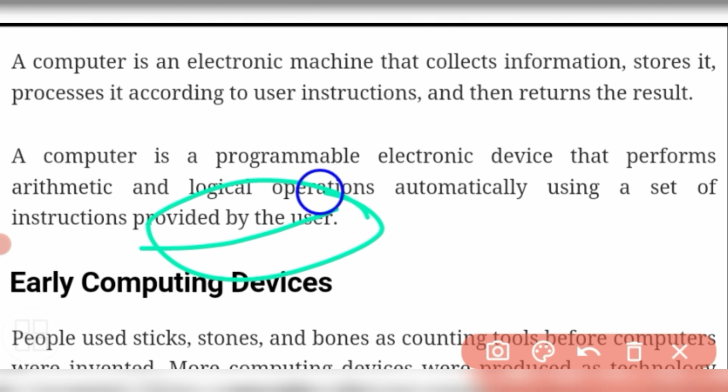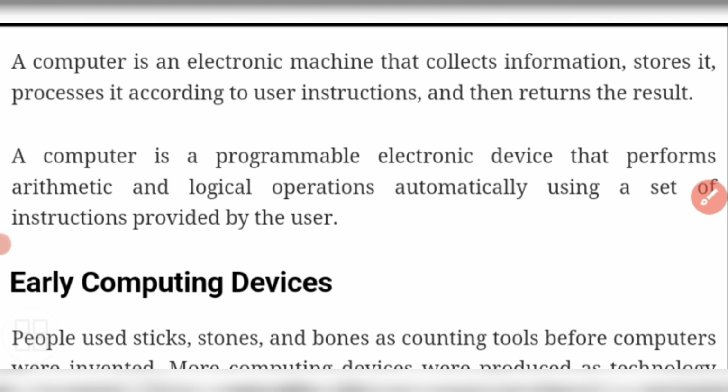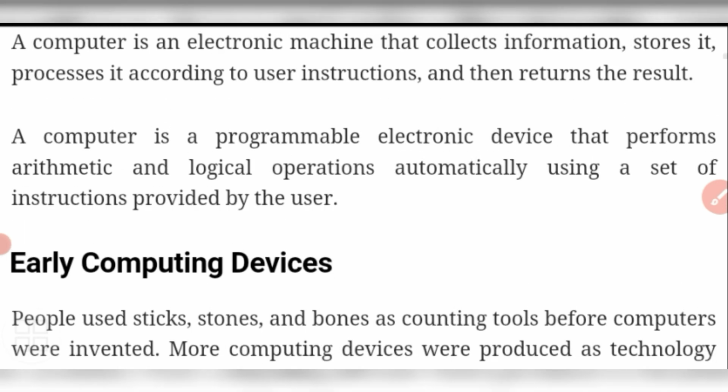But one thing to be noticed is that a computer can't work without any instruction. A computer is a machine that we have to tell what to do with the information that we are entering. First we have to tell it, then it will process. So it is a programmable electronic device that performs arithmetic and logical operations automatically using a set of instructions provided by the user.